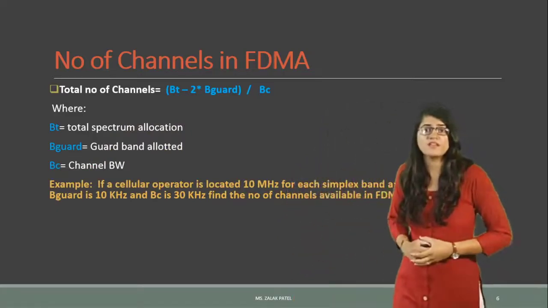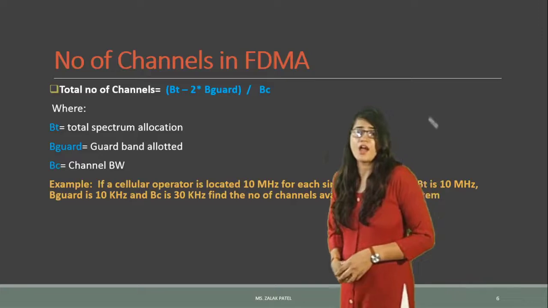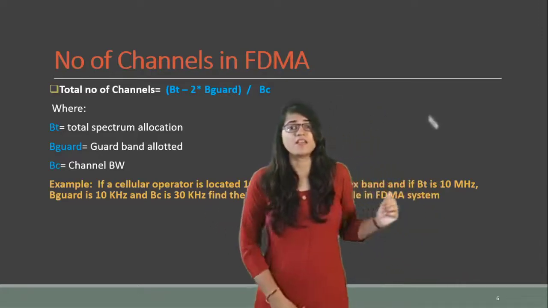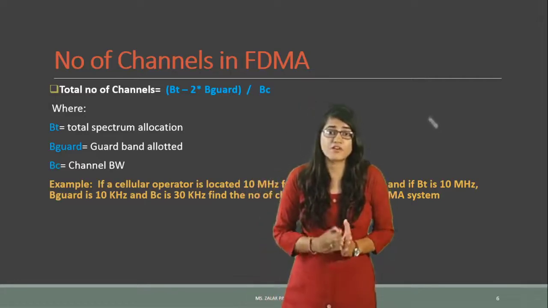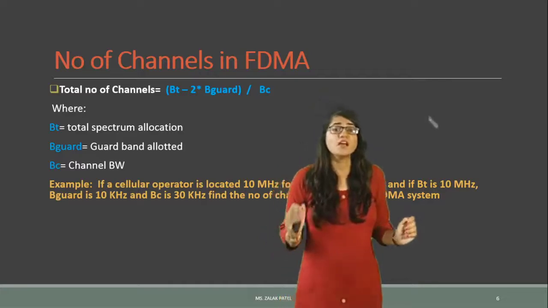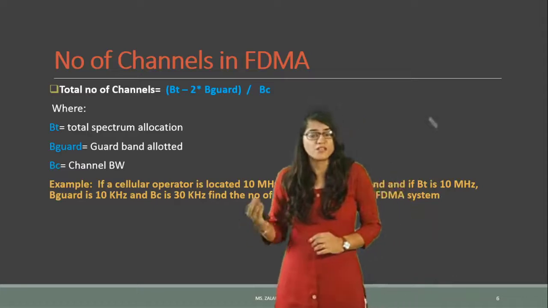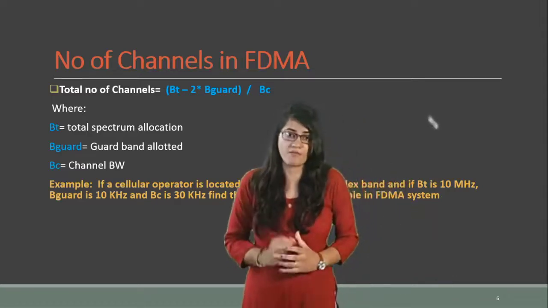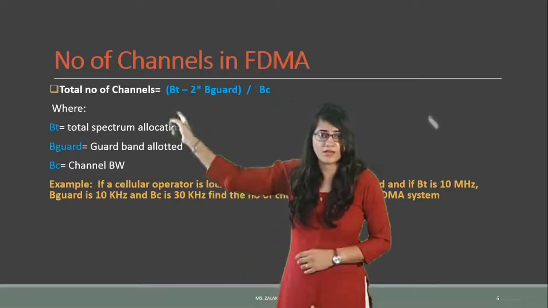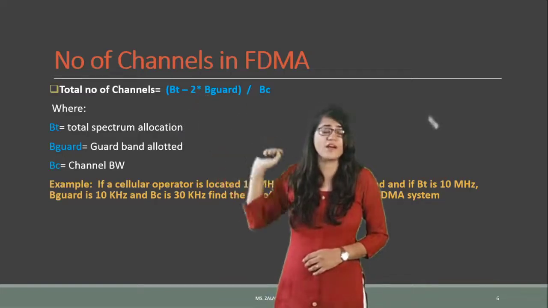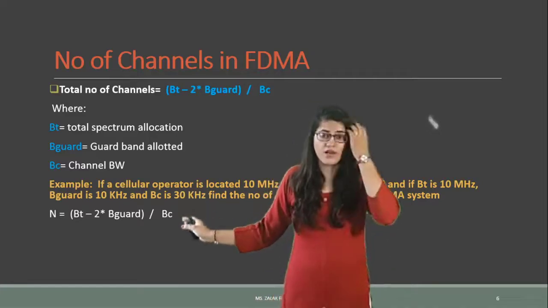Consider the problem statement: a cellular operator is allotted 10 MHz for each simplex band, the total bandwidth available is 10 MHz, the guard band is 10 kHz, and the channel bandwidth is 30 kHz. The terms given are the channel bandwidth, total bandwidth and guard bandwidth. Now you should use the equation we already discussed: (Bt minus 2 times guard band) divided by Bc. So let's use the same equation, (Bt minus 2 times guard band) divided by Bc.